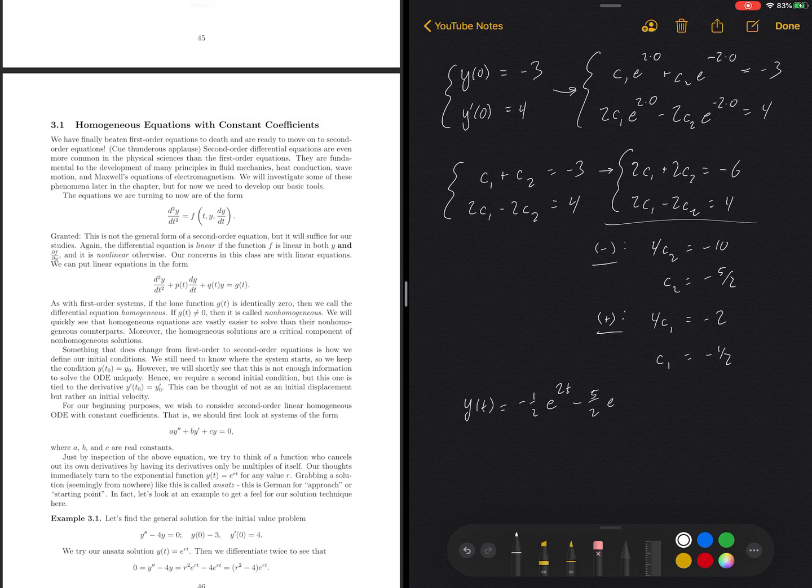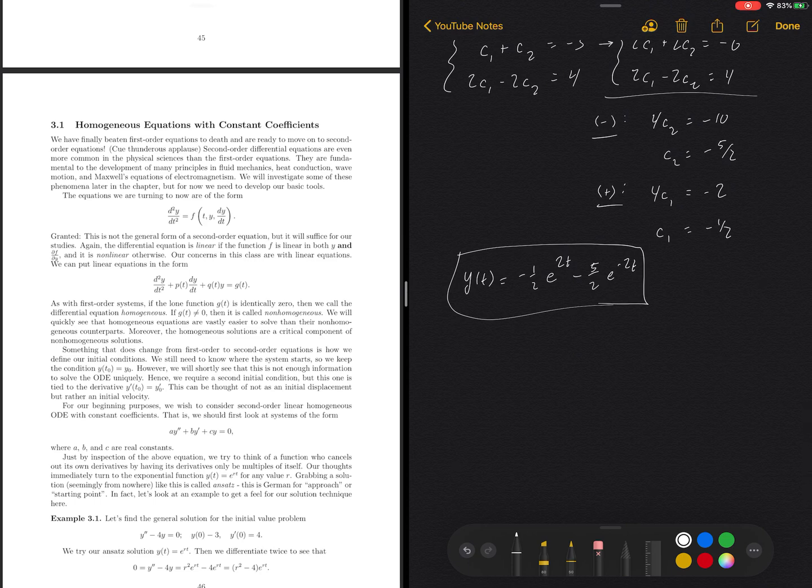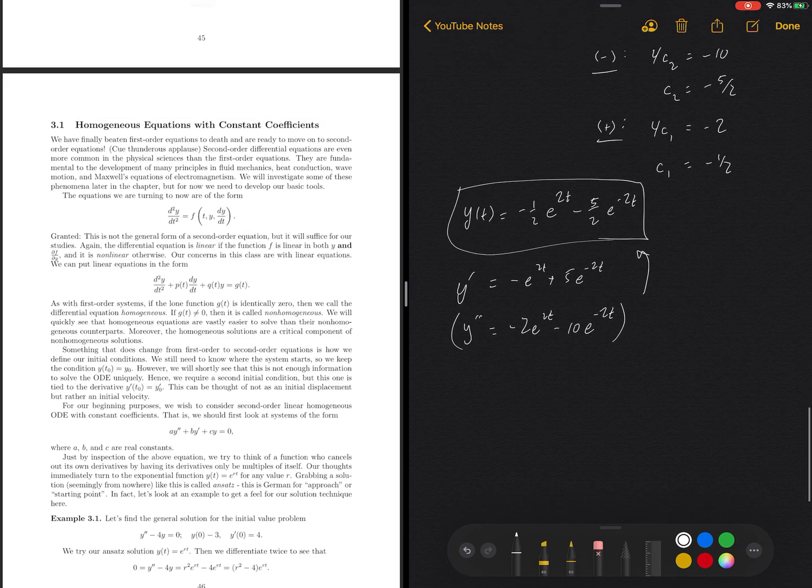And then we wind up with a particular solution that takes the form minus 1/2 e to the 2t minus, not 3/2, but 5/2 e to the minus 2t, and that would solve the initial value problem, right? And if I was going to check that this is a solution, I would differentiate this guy. If I did that, y prime would be minus e to the 2t plus 5e to the minus 2t. I differentiate it again, and this is minus 2e to the 2t and minus 10e to the minus 2t, right? And I add this guy, and subtract 4 of the particular solution.